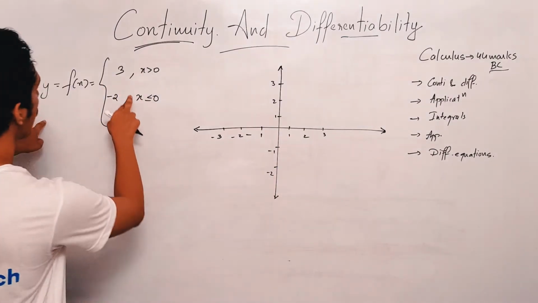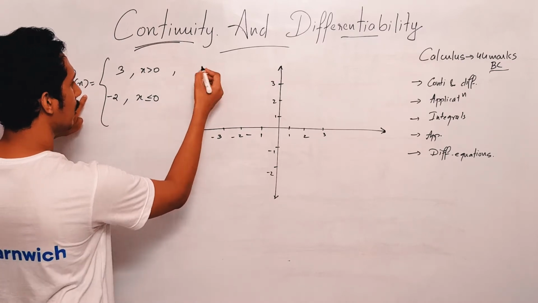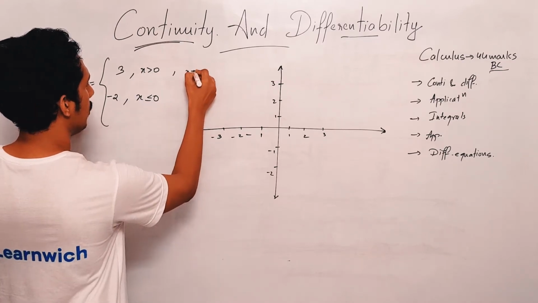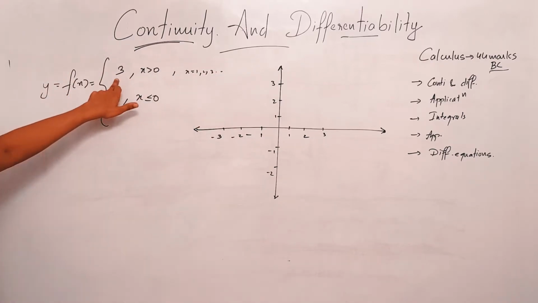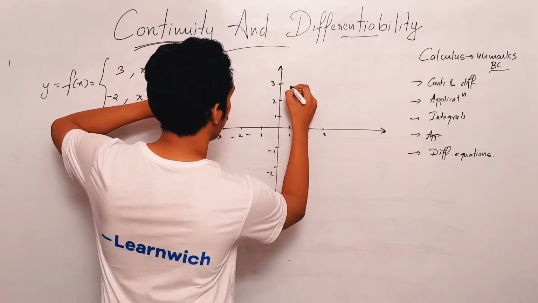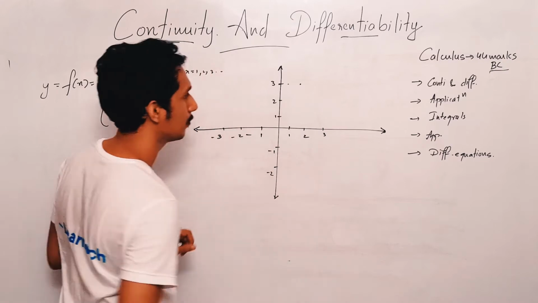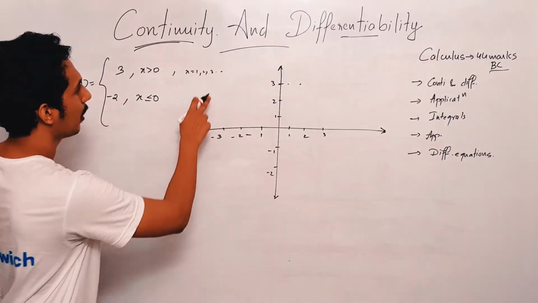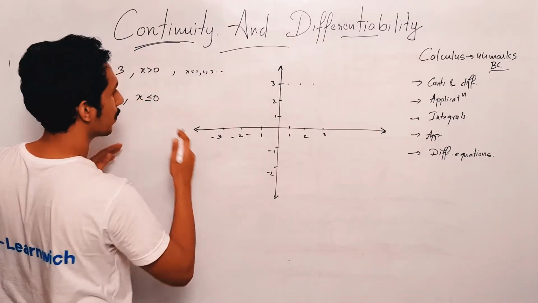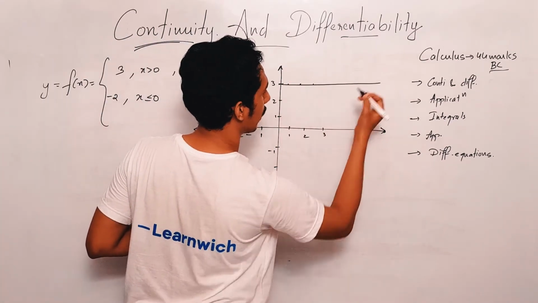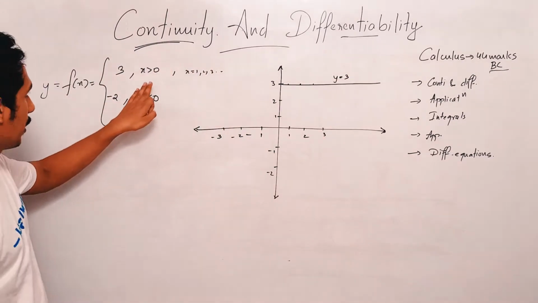Let's say f of x is equal to 3 for all values of x greater than 0. What are the values of x greater than 0? I can take x as 1, 2, 3, etc. Tell me what is the value of y whenever x is 1. When x is 1, y is 3. When x is equal to 2, it's again 3, not minus 3. When x is equal to 3, it's again 3. So if you want to draw the graph for all values of x greater than 0, it is going to be a straight line like this, y equal to 3. That is the graph for the first condition.